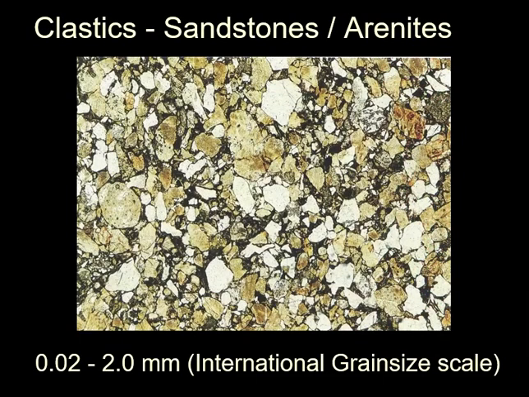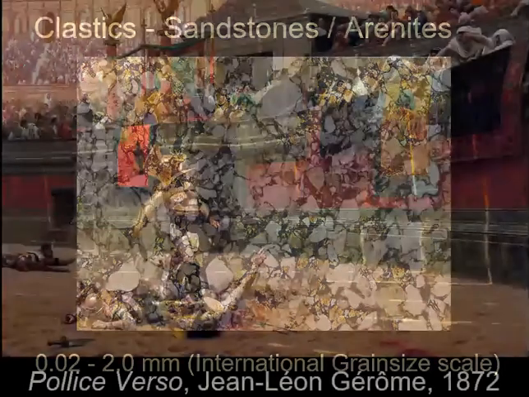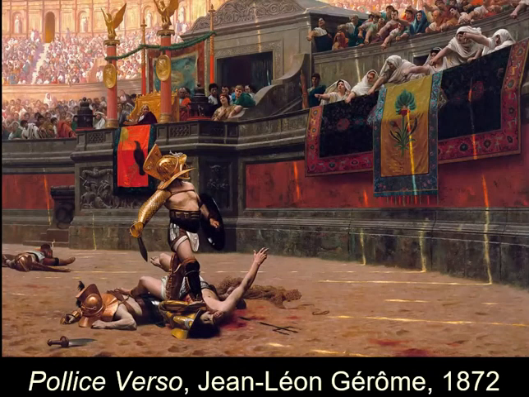So, sandstones are a type of clastic. As it said, if you use the International Grain Size Scale, things between 0.02 to 2 millimeters would be classified as a sandstone, also sometimes called arenites. They're called arenites because of arenas. This is an arena, and on the floor of the arena was sand. And so you have the sand in order to soak up the blood, and you just brush it up and it makes it nice and flat again.